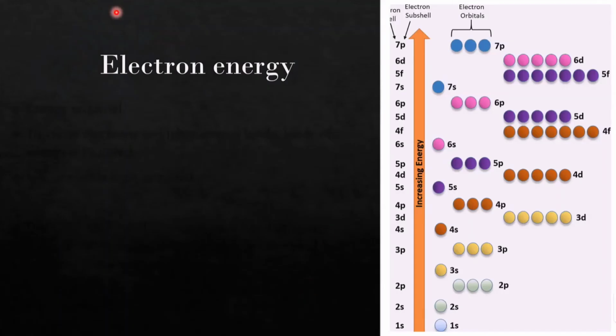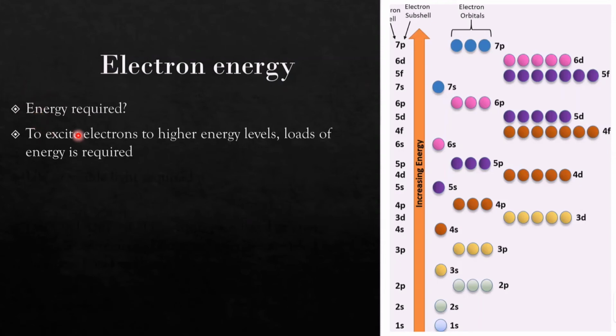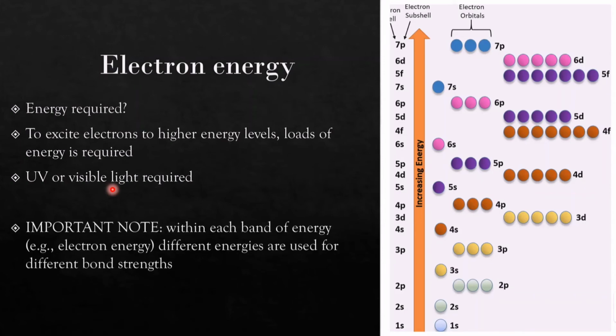And then lastly, we have electron energy. What energy is required to move electrons in energy levels? To excite electrons to higher energy levels, loads of energy is actually required. So this means that it will have to be UV or visible light to excite these electrons and move them to different energy levels.